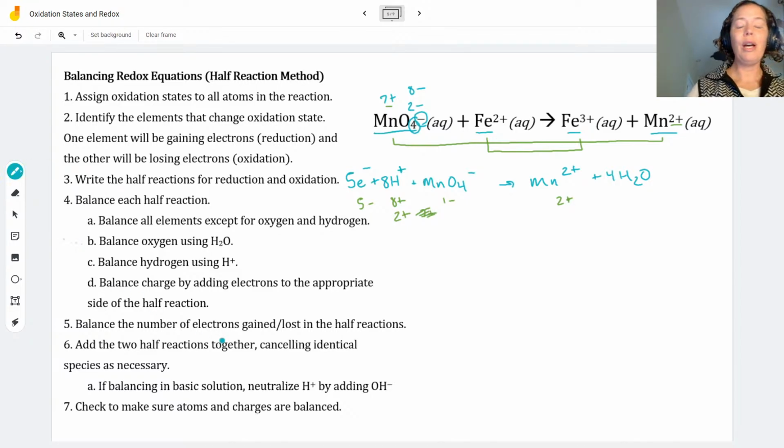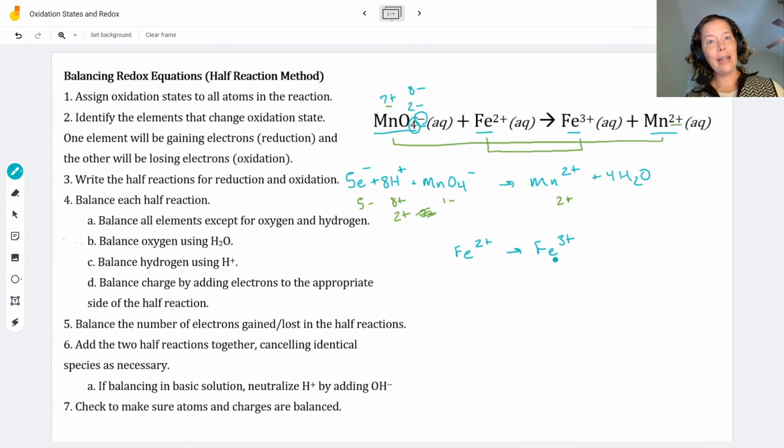Now we have to write and balance our half reaction for our iron. So we have iron +2 going to iron +3. This is like the easiest one to balance ever. So again, I'll go through the steps. Step 4, I'm balancing the half reaction. Balance all elements except for oxygen and hydrogen. Okay, that means ions must be balanced.